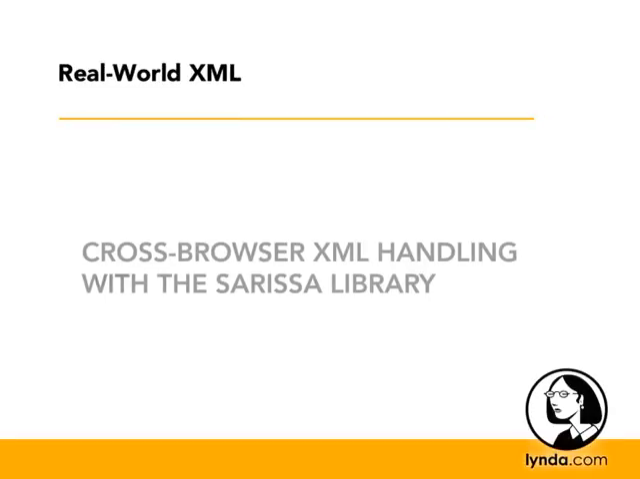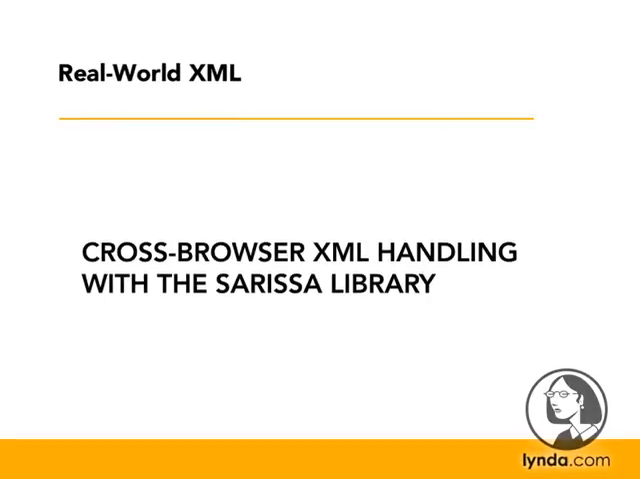At this point, we could take what we've learned using Firefox and Internet Explorer and the ways that they handle XML differently, and we could sit down and write our own cross-browser library for handling XML code. Now, thankfully, we don't need to do that because someone else already has. And that library is known as the Sarissa library, and that's what we're going to cover in this section.